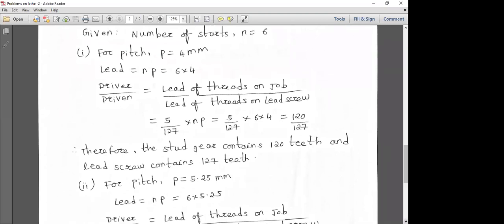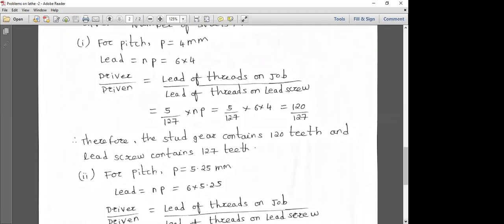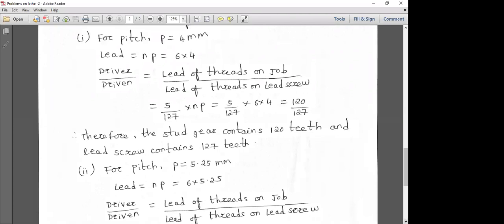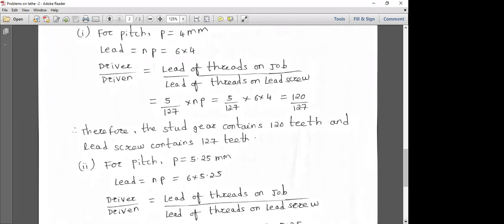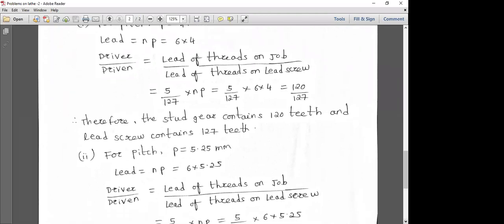So P is 5.25. What is lead? Because N is what? N is the number of starts. Lead is number of starts into pitch. Here the pitch for the second case he has given as 5.25. So what is driver by driven? Again, the conventional formula, you try to take the fundamentals: lead of threads on job by lead of threads on lead screw.